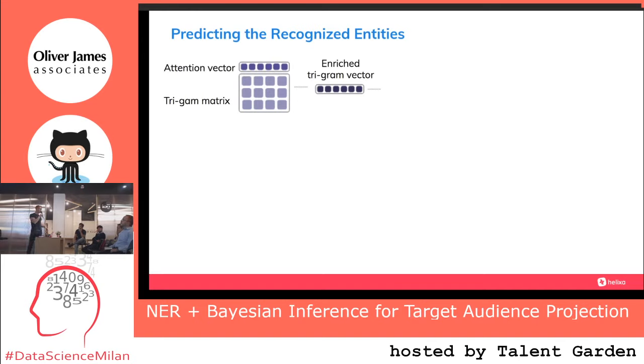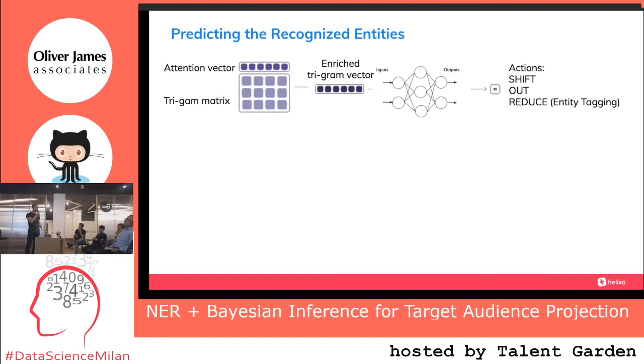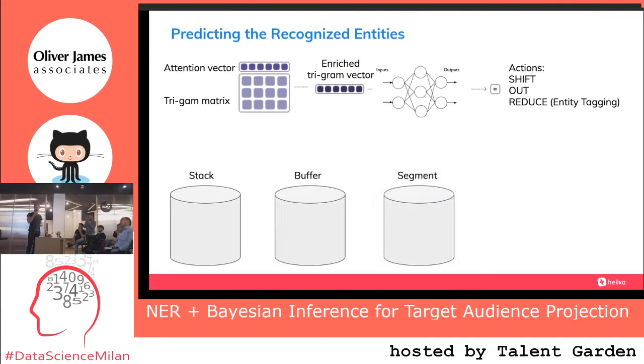So now we will see how the process works. Each word is encoded in the trigram matrix and is combined with the attention vector. At the beginning, the attention vector is random or empty, and we get the enriched trigram vector, as we said. So this is the encoding plus attention step for a specific word. On top of this, we have a classifier that predicts three actions: shift, out, and reduce. Shift means that the word is part of an entity. Out means that the word is not part of an entity, while reduce means that the word is the end of the entity.